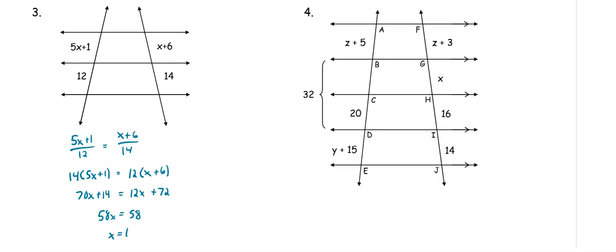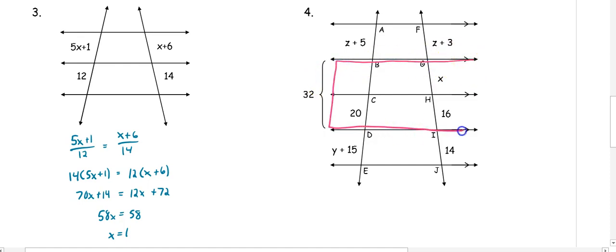In number 4, we need to solve for x, y, and z. So first thing I'm going to do is I'm going to solve for x, because I know that these four sections will help me solve for x. So if this whole side is 32 and part of it's 20, we can subtract to get 12. So when I'm solving for x, I would have 12 over 20 equals x over 16.